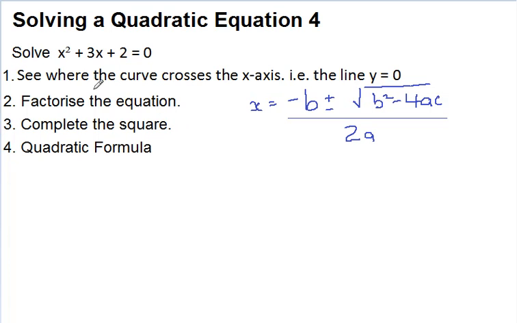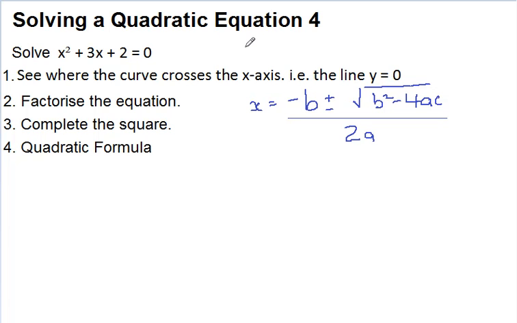So this is my last video on solving quadratic equations, and in this video I'm going to solve this equation using the quadratic formula. And I've put the quadratic formula just here, just in case you've forgotten from GCSE or IGCSE. And this formula basically helps us solve any quadratic equation.